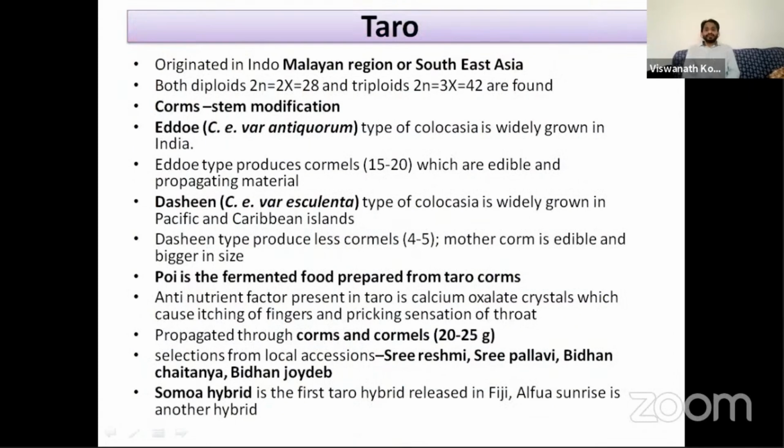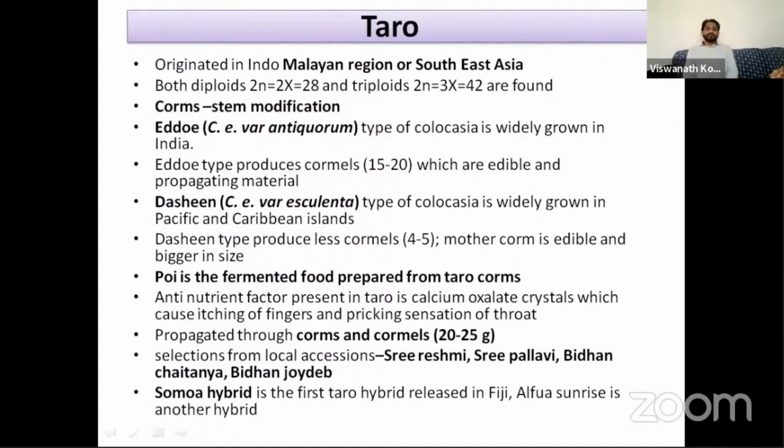Another important tuber crop is taro. Especially in eastern and northeastern India, taro is very commonly grown and very commonly consumed. Taro originated in Malaya or the Southeast Asian region. Taro has both diploids and triploids. The corm of the taro is a stem modification. In sweet potato, there are adventitious roots. In tapioca also, there are adventitious roots. In taro, the edible portion is a modification of the stem, that is the corm.